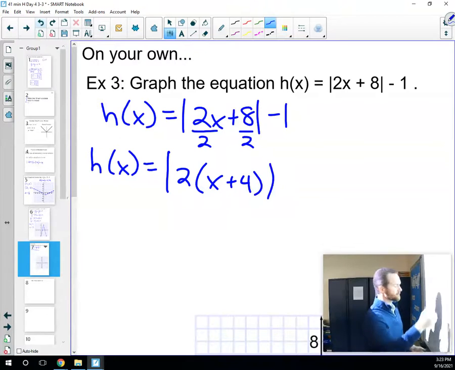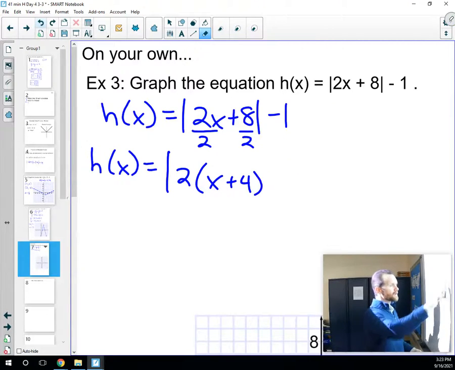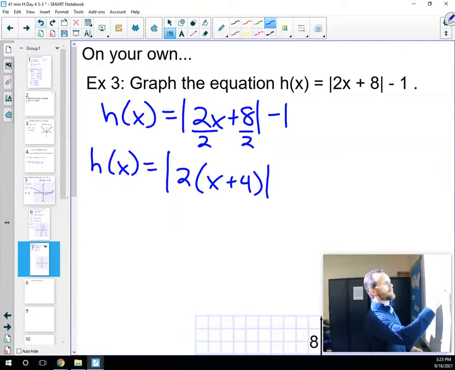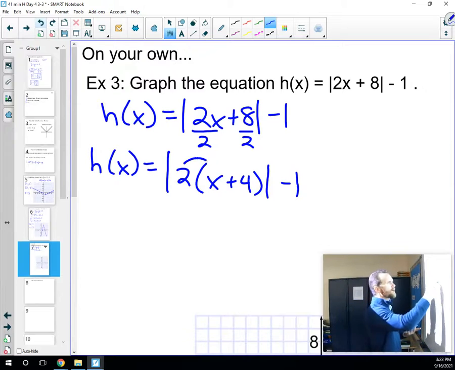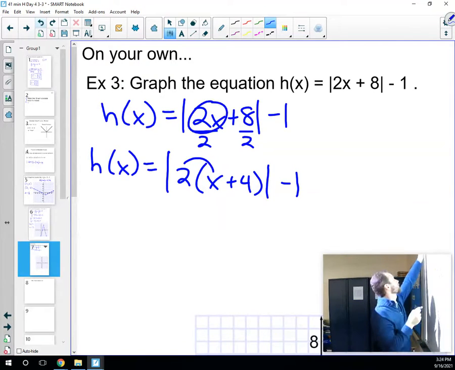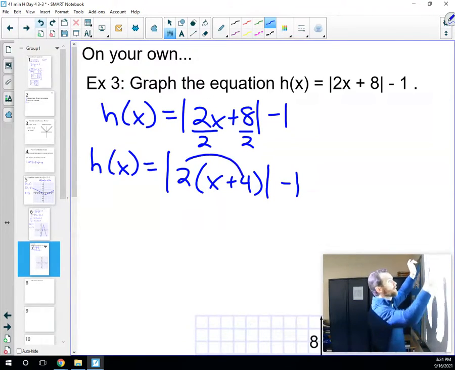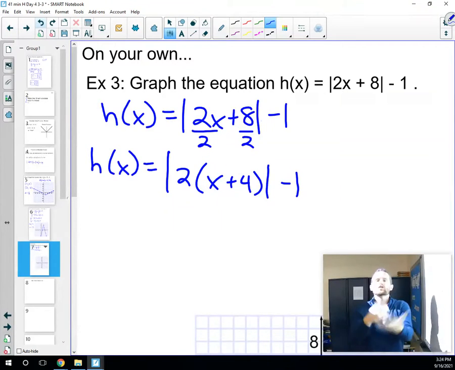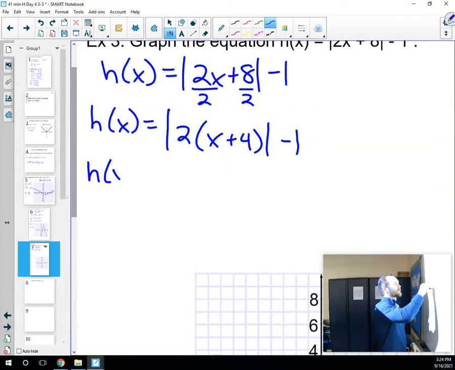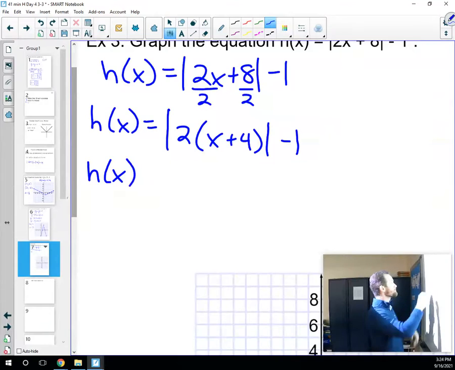Now, if you ever need to double check that you did the GCF correctly, let me bring down that minus 1. Just distribute. 2 times x, yep, that gives me the 2x. So far, so good. 2 times 4, yep, that gives me the 8. That means we didn't change this equation, we just rewrote it. We manipulated it so it looks a little bit better, because now we can use our absolute value property.